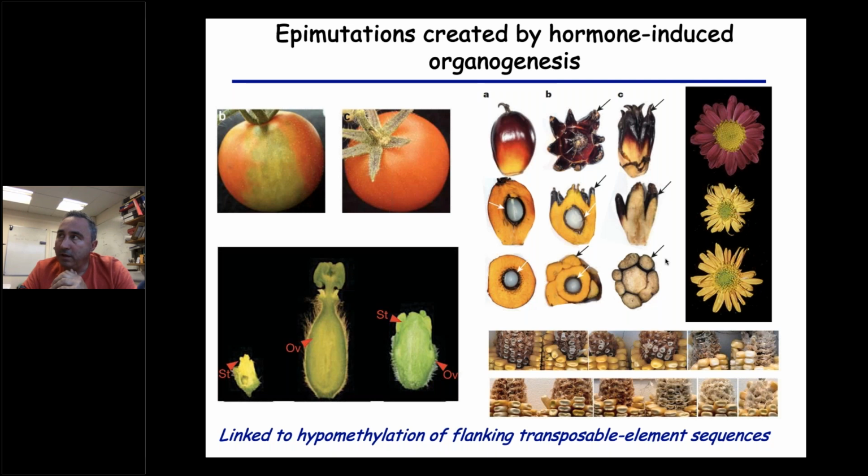So at this point we thought, well, maybe there are 2 possibilities here. One is that the hormones can induce this hypomethylation irrespectively of the explant that we use, or that the hormones induce a developmental program which causes this epigenetic change, which can be propagated later on.